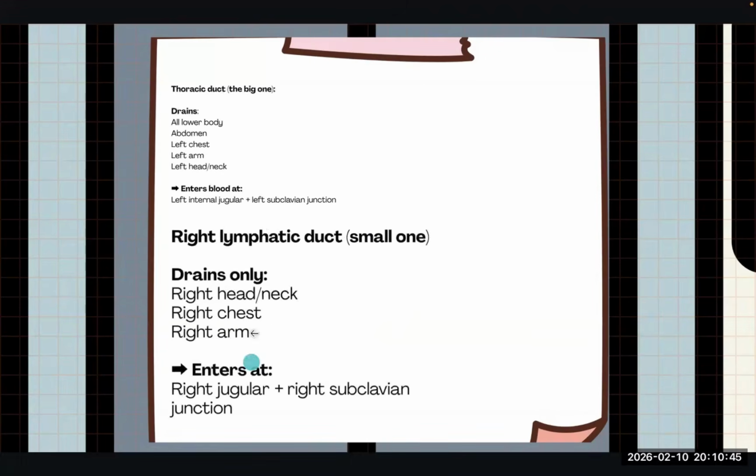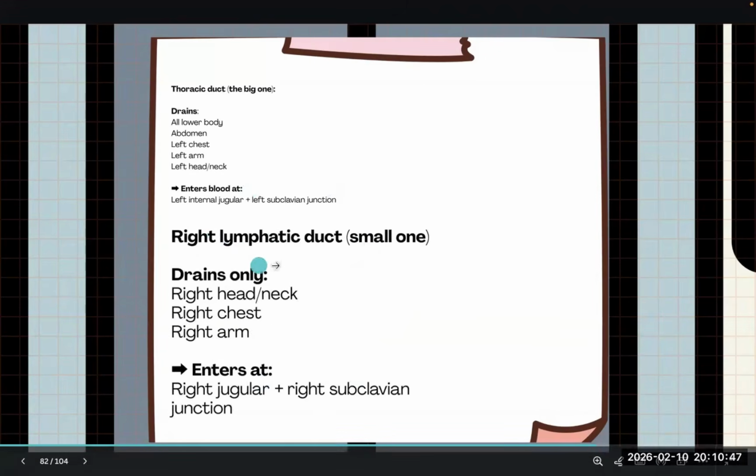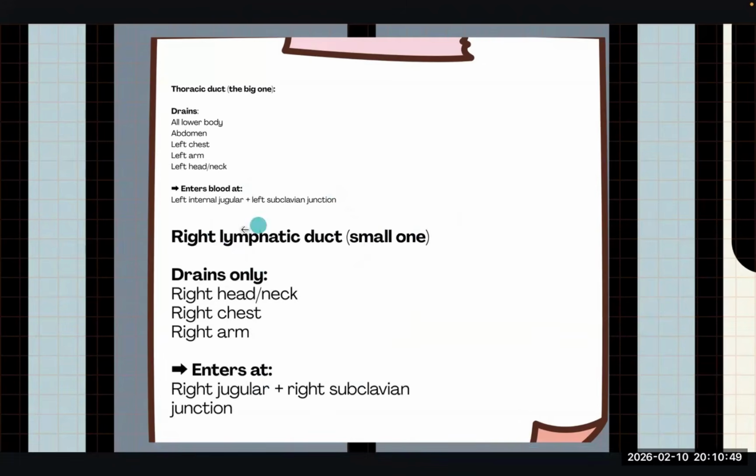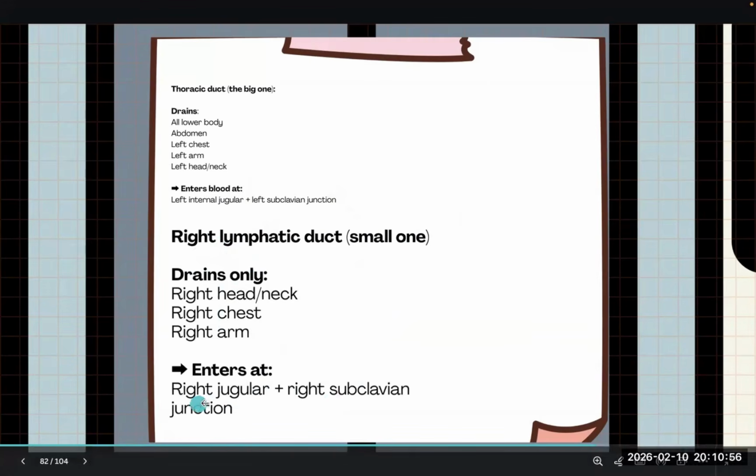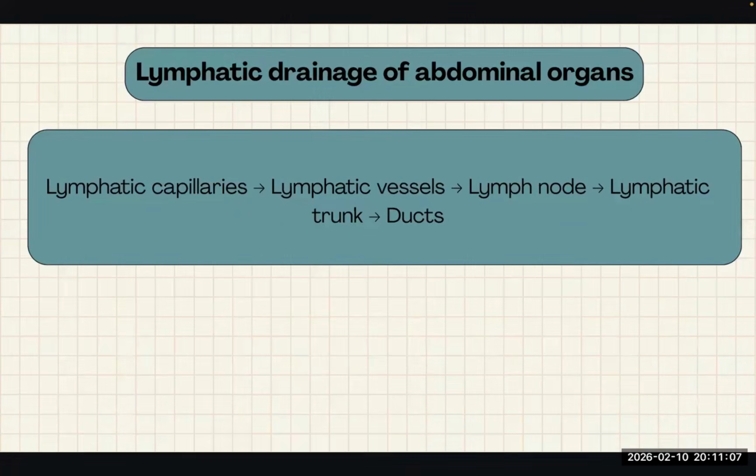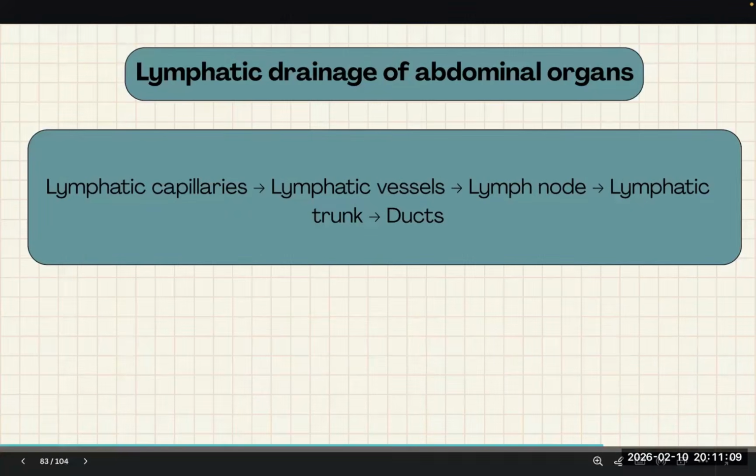Okay, and then for our next drain, which is the right lymphatic duct. And this is the smaller one. So it's going to drain mainly the right head and neck, the right chest, the right arm, and it's also going to go through a junction, which is the same junction, but on the right side. So it's the junction between the jugular and the subclavian. Okay? So let's take this on in a broader way.